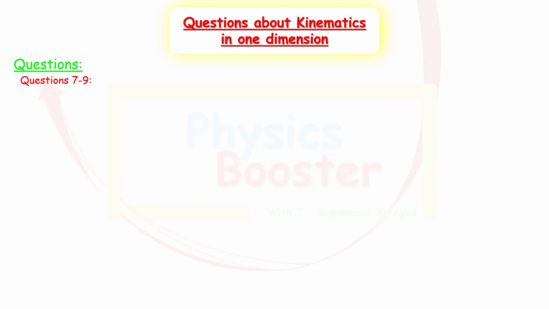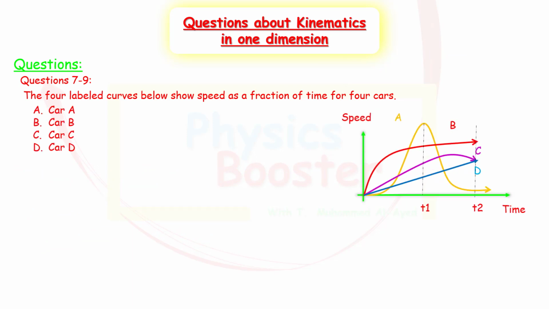Last question. Now, the 4 labeled curves below show speeds as a function of time for 4 cars. So we have a speed versus time graph. In other words, we have a velocity versus time graph. Again, in a velocity versus time graph, the slope will give me the acceleration and the area will give me the displacement. Now, keeping that in mind, let's see what the question is saying.